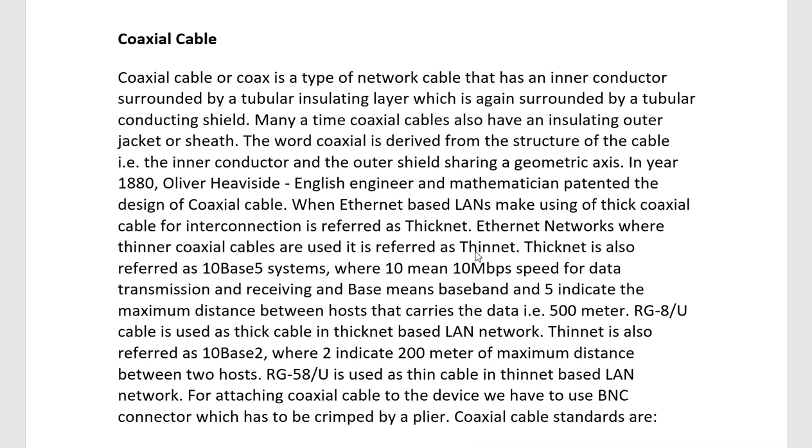When Ethernet-based LANs use thick coaxial cable for interconnection in a bus topology, it is referred to as thicknet. An Ethernet network where thinner coaxial cables are used is referred to as thinnet. Now thicknet is also referred to as 10Base5 systems, where 10 means 10 Mbps speed for data transmission and receiving, Base means baseband, and 5 indicates the maximum distance between hosts that carries the data, that is 500 meters.